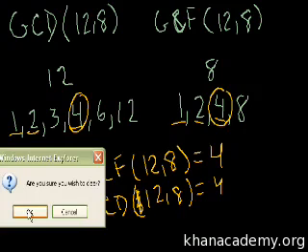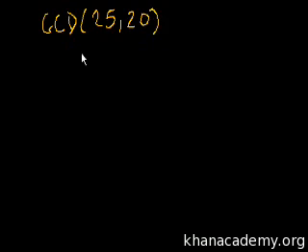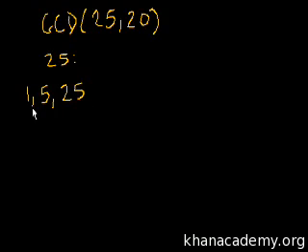Let's do another problem. What is the greatest common divisor of 25 and 20? Well, let's do it the same way. The factors of 25, well, it's 1. 2 doesn't go into it, 3 doesn't go into it, 4 doesn't go into it, 5 does. It's actually 5 times 5. And then 25. It's interesting that this only has 3 factors. I'll leave you to think about why this number only has 3 factors and other numbers tend to have an even number of factors.